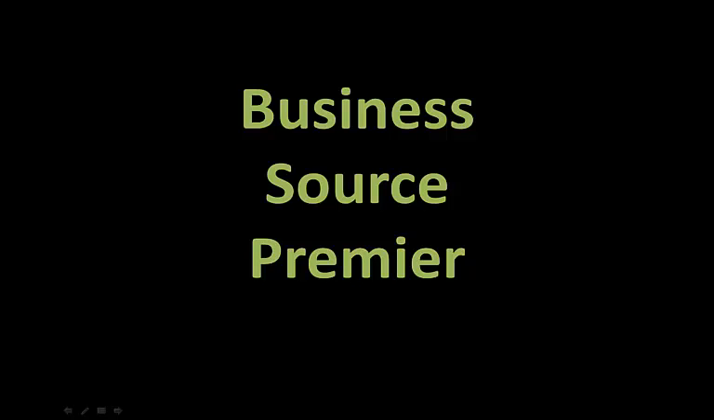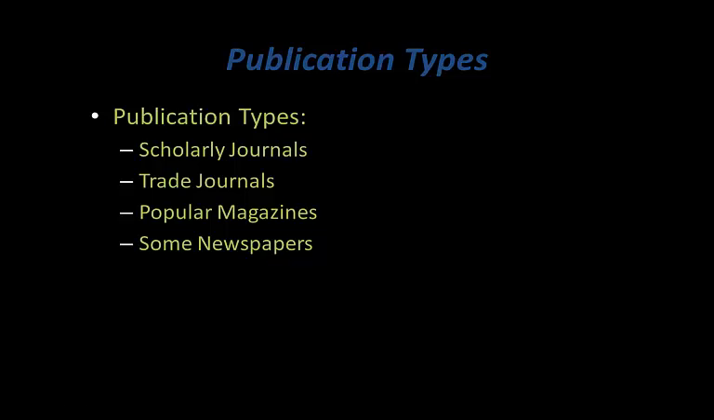Business Source Premier. Business Source Premier is a high-quality academic article database containing different types of publications. The types of publications include scholarly journals, trade journals, popular magazines, and some newspapers.